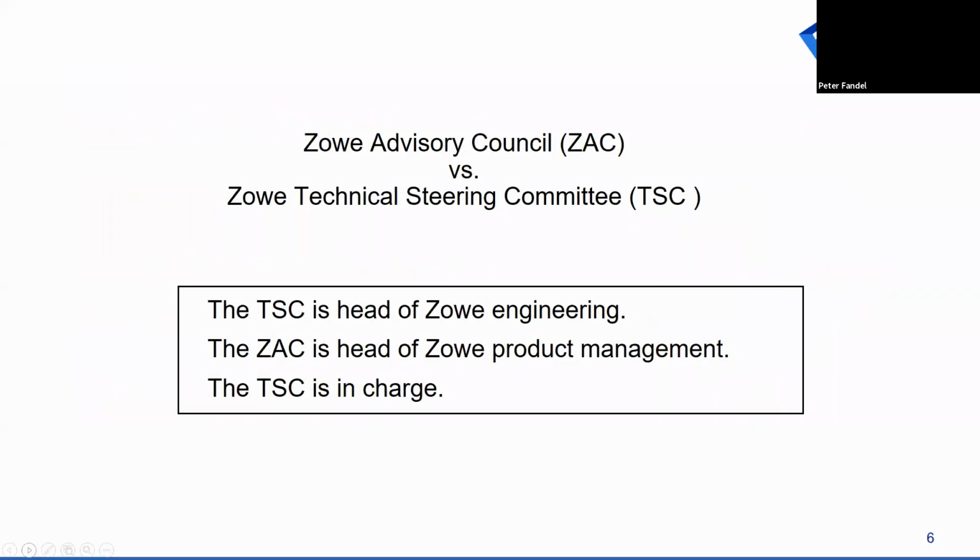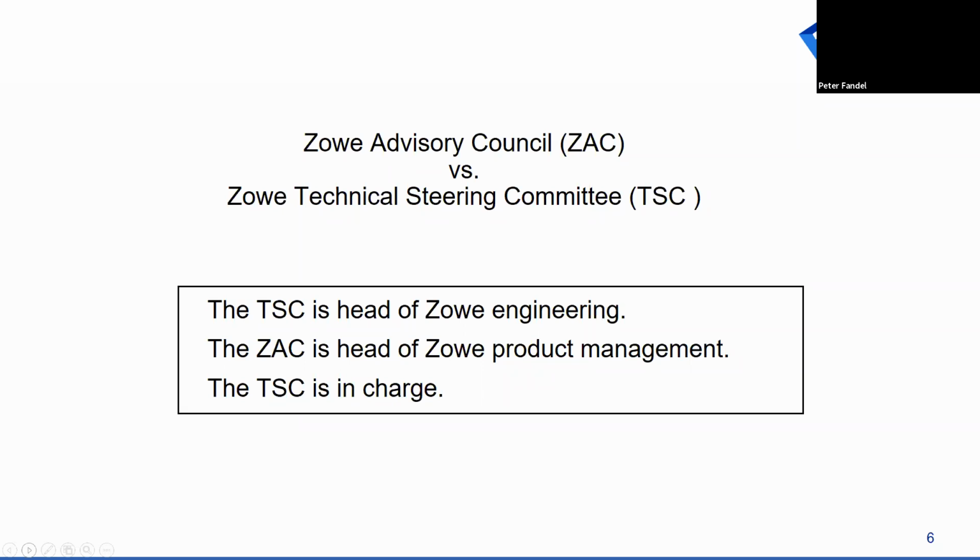Slide, please. So the ZAC is the Zoe Advisory Council, and it replaces the Zoe Leadership Council that used to exist. The ZAC was formed shortly after the formation of the TSC. And the best way to describe the roles of the ZAC and the TSC as they relate to each other is you can think of the TSC as the head of Zoe Engineering and the ZAC as the head of Zoe Product Management. But there's an important third point here, which is the TSC is in charge.